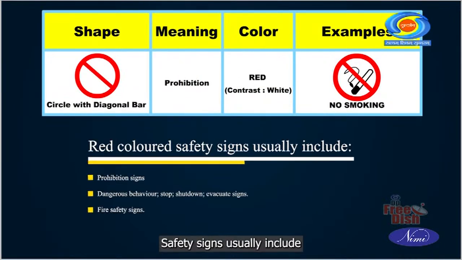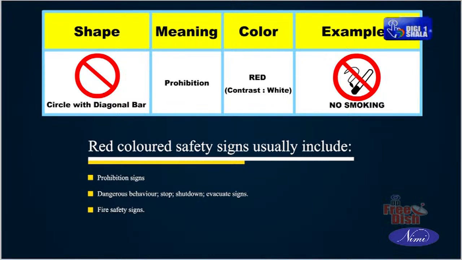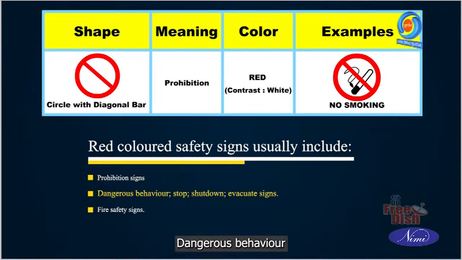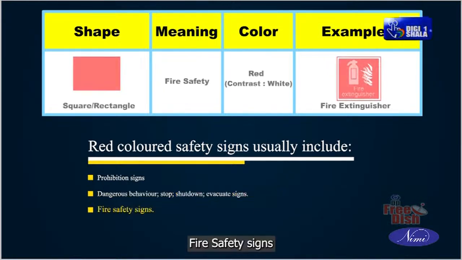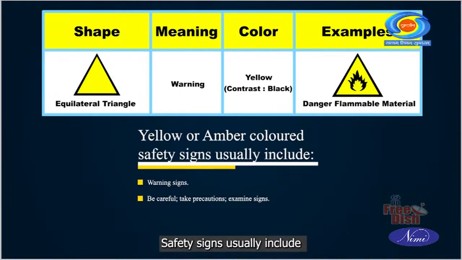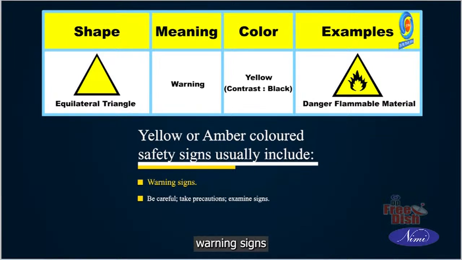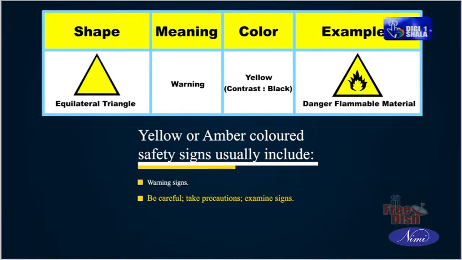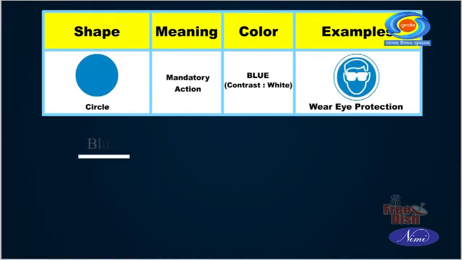Red-colored safety signs usually include prohibition signs, dangerous behavior, stop, shut down, evacuate signs, fire safety signs. Yellow or amber-colored safety signs usually include warning signs, be careful, take precautions, examine signs.